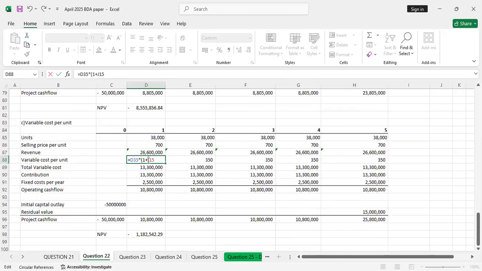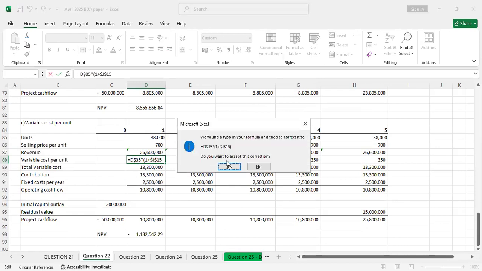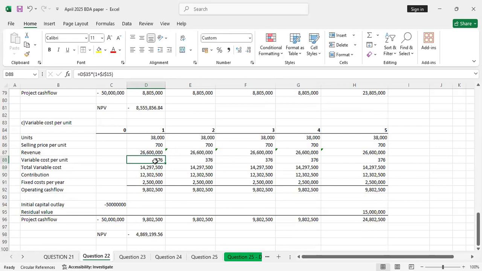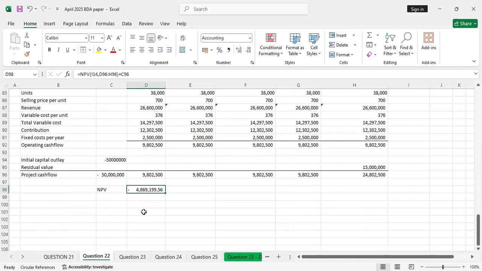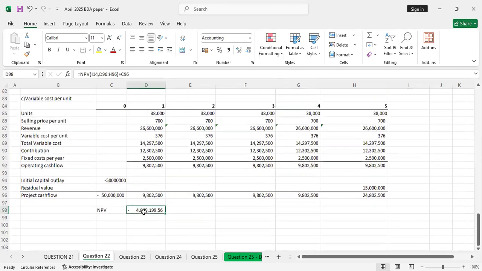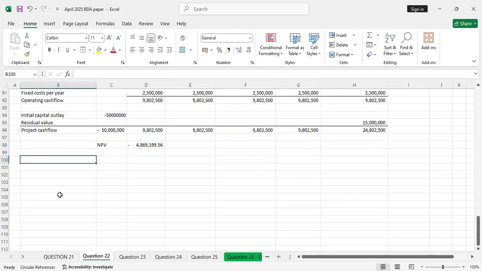So unlock this completely. And I'll also lock this row. The variable cost per unit was constant, even the units, but I'm locking because sometimes there's a growth rate. So when you lock correctly, you just enter and drag, and they will change automatically. So it has changed to 376 from 350. And you can see the NPV is still negative 4 million. So I'll go to part D, which is the other item.